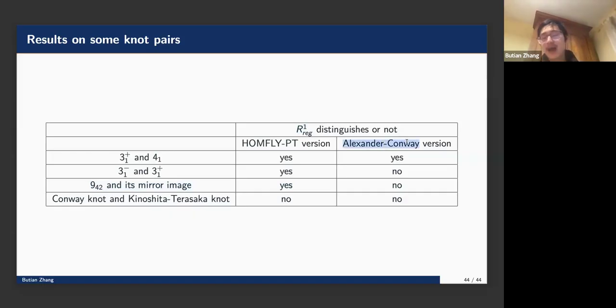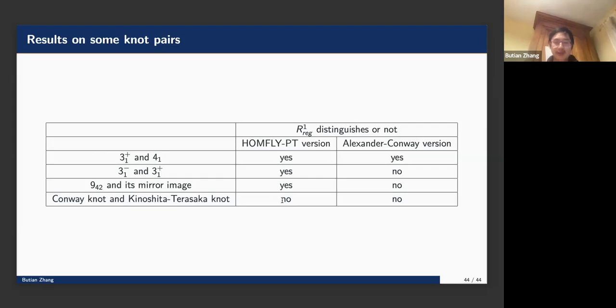I should say the Alexander-Conway version is just you put a or v equals 1 in the construction of the scaling relation. Okay, I shall not expand this part. The Conway knot and this Kinoshita-Terasaka knot are mutants, and it turns out they cannot be distinguished using this method.